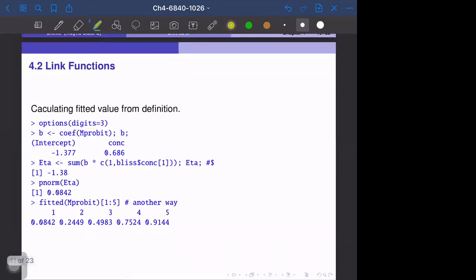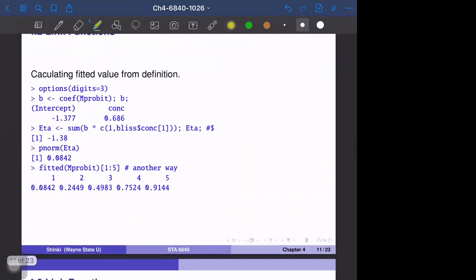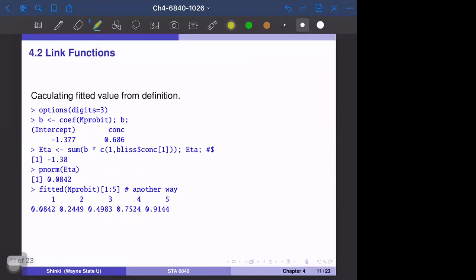And yeah, the fitted value, we can calculate it. If you get the coefficients, beta naught and beta 1, then we multiply them by 1 for the intercept part and the x value, the concentration value, for the other parameter, and take the summation. So this is basically x beta hat, with beta naught hat and beta 1 hat.